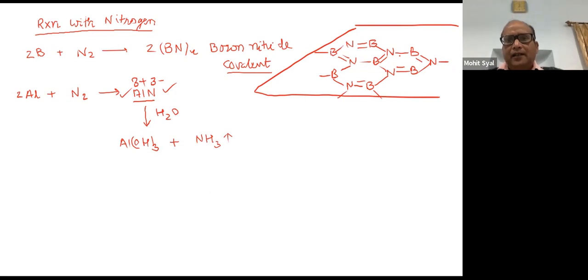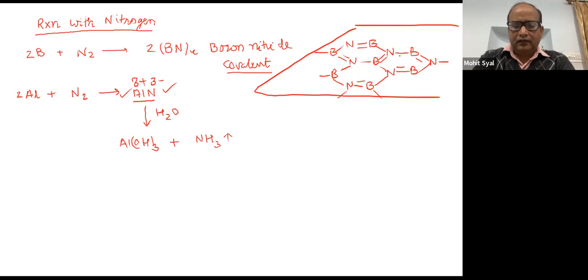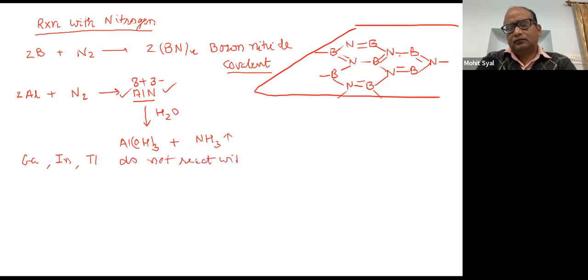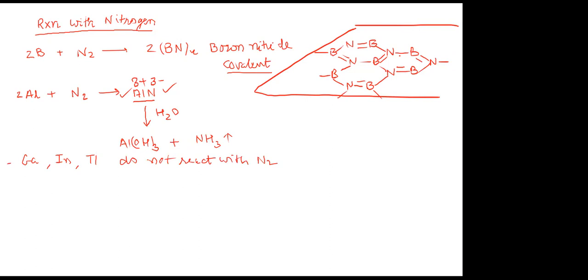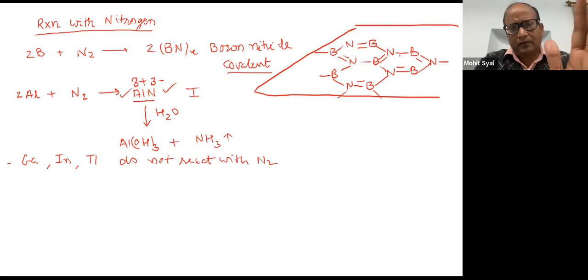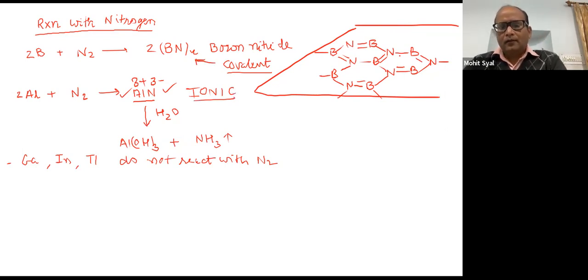Clear? The rest of the elements do not react with nitrogen, for example gallium, indium, and thallium. Is it clear, Fatima? Ionic nitride means ionic nitride. This is always so with all compounds: if it is an ionic compound, it can react with water and will undergo hydrolysis. And boron never forms any ionic compound. Boron always forms covalent compounds.